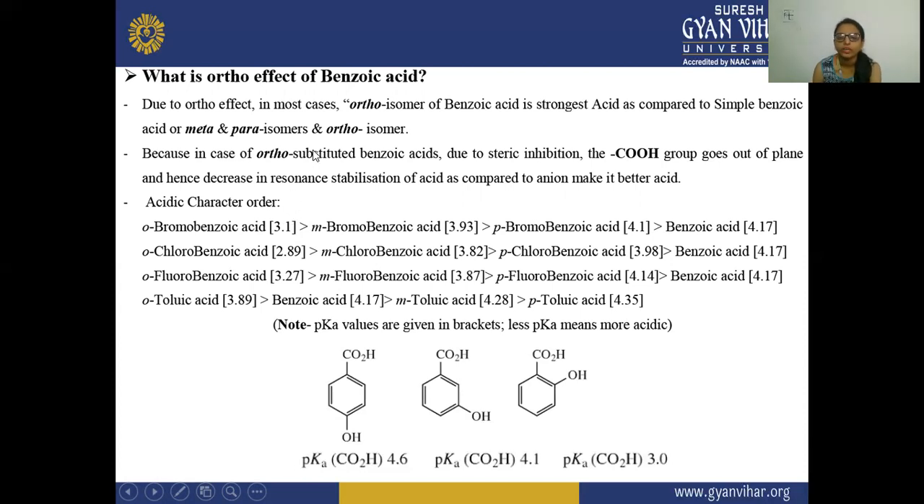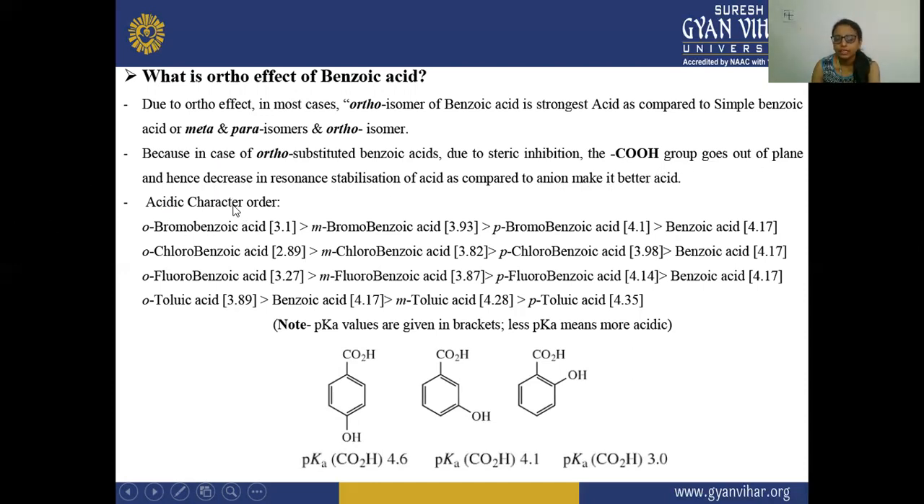So due to the ortho effect, in most cases, the ortho isomer of benzoic acid is the strongest acid as compared to simple benzoic acid or the meta and para isomers. In the case of an ortho-substituted benzoic acid, there is steric inhibition. The COOH, the carboxylic group, goes out of plane. It is not showing any coplanarity with the ring. Hence there is a decrease in the resonance stabilization of the acid as compared to the anion, making it a better acid.